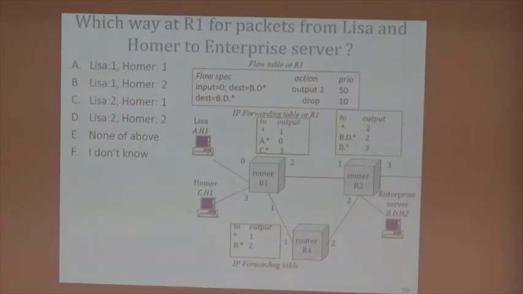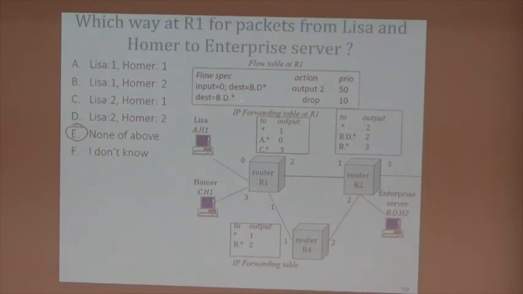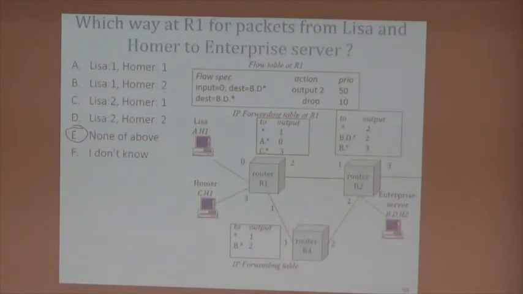And the majority says none of the above, which is true. That's the correct answer. Why is it? Well, Lisa's packets are coming on port 0. So what do they match any of the rules? Yes, they match the first rule here, so they will go this way. They will go to port 2. Homer packets don't come from port 0, so they don't match this. They match the second rule, but the second rule says drop. Means those packets are killed. Ping. Homer is not supposed to talk to the enterprise server.